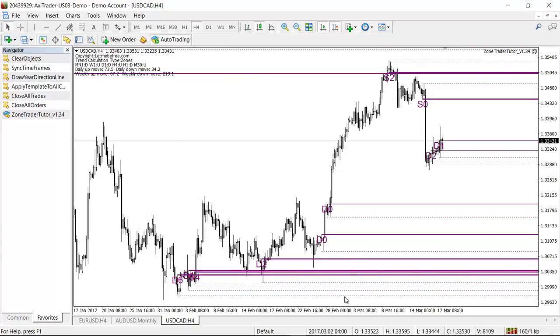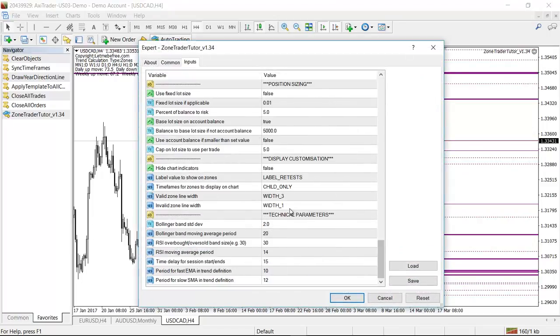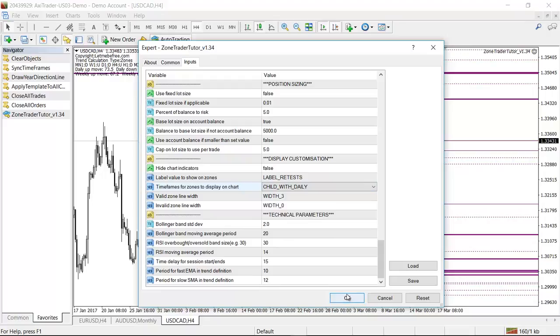There's a lot of information here. Oops, I set the incorrect one there. I set child with dailies, and for the inactive or invalid zone line width, 0. Okay.